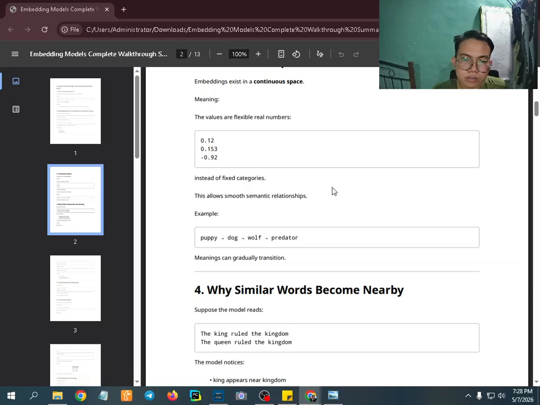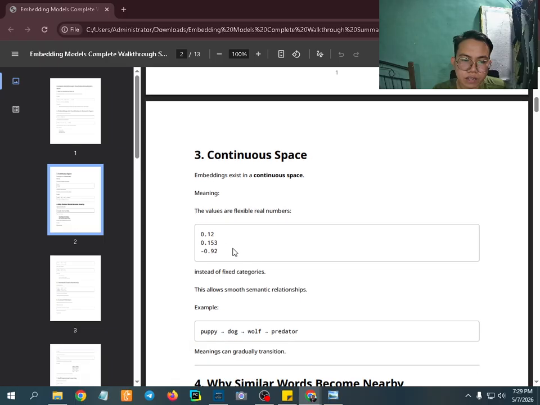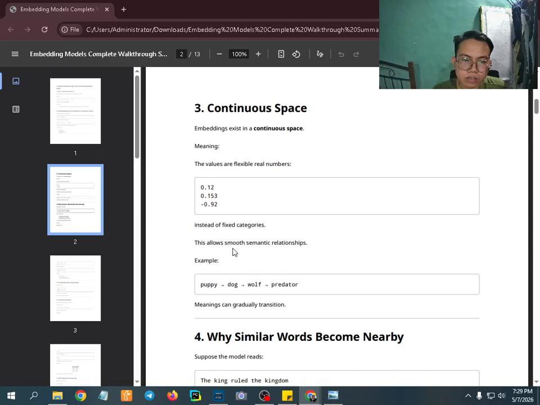This allows smooth semantic relationships, for example puppy, dog, wolf, predator. These words are related to each other. They are semantic relationships, meaning they would have vector values nearly the same as each other.